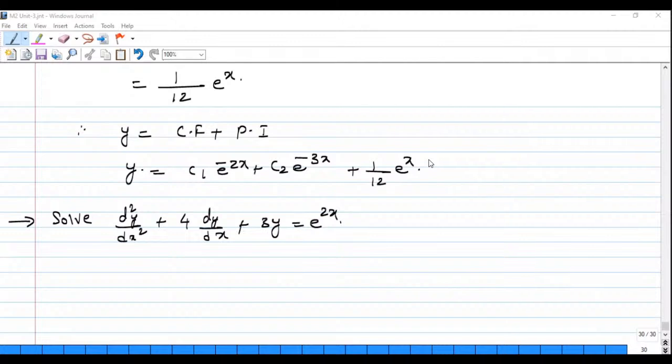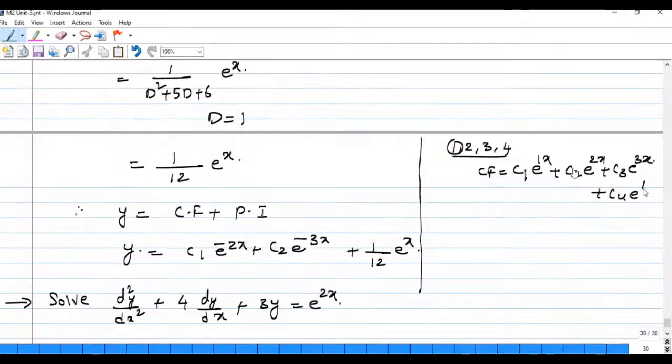If roots are real and distinct, 1, 2, 3, 4, these are real and distinct roots, then what is the complementary function? C1 into e power first root 1 into x plus C2 into e power 2x plus C3 into e power 3x plus C4 into e power 4x. Okay, this is for distinct roots.